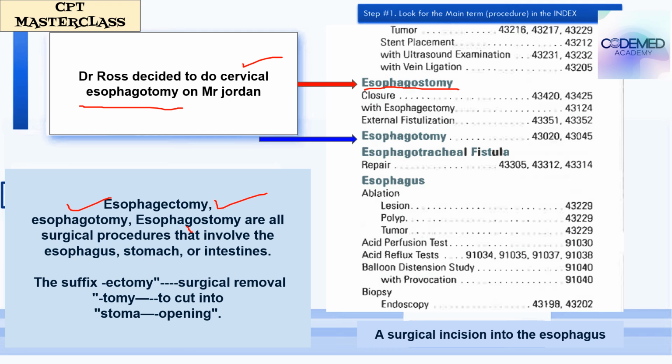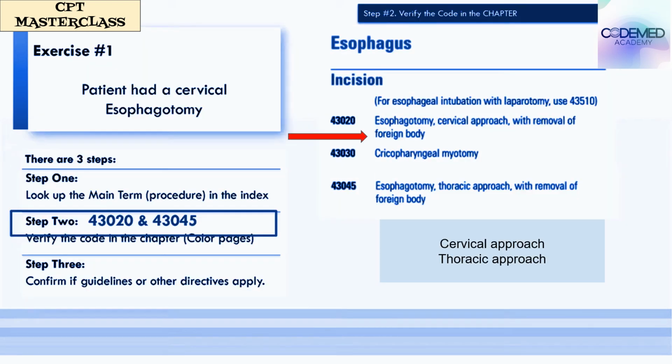No. In our case, the procedure that happened is an esophagotomy, and I found multiple codes, 43020 and 43045. Then I'll pick up those codes and go to the respective section. So we came to the sections, which are arranged in numerical order. In that, we are going to check 43020 and 43045.